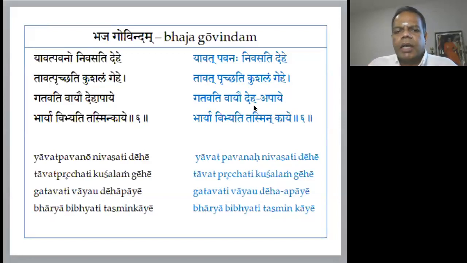Just for the sake of understanding, I have put a dash. Deha apaye. It's an internal sandhi for that compound word or samasa. Ha plus a becomes ha, a longer ha. So deha apaye becomes dehapaye. In the last line, bharya and bibhyati, there are no changes due to sandhi. The last word actually is made of two words, tasmin and kaye, but there are no changes due to sandhi. Tasmin kaye. So that's the word split.